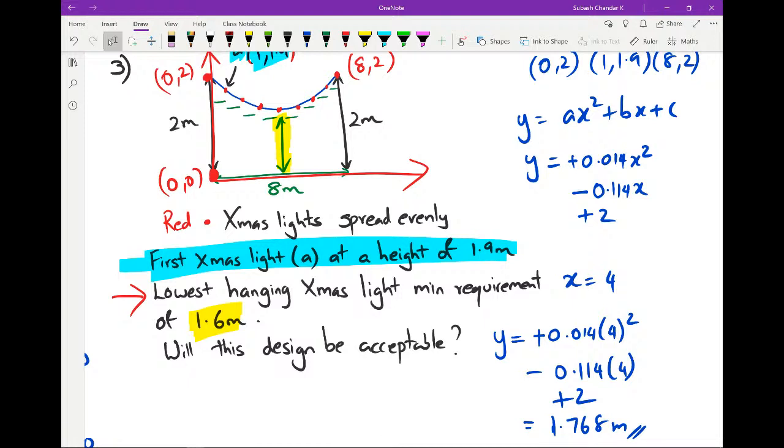Yes, Zaddy, that's absolutely right. We just found the vertex, and we found that the vertex is actually at 1.768 meters, which means this design is acceptable. As minimum height is 1.768 meters. So you just write a little statement like that.